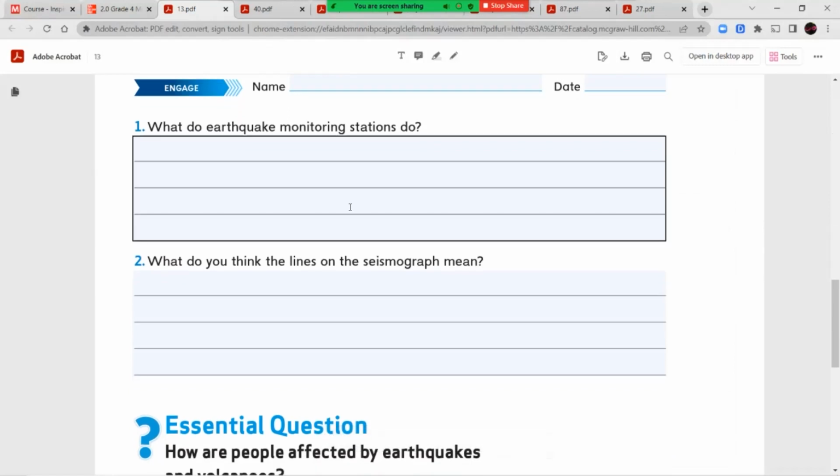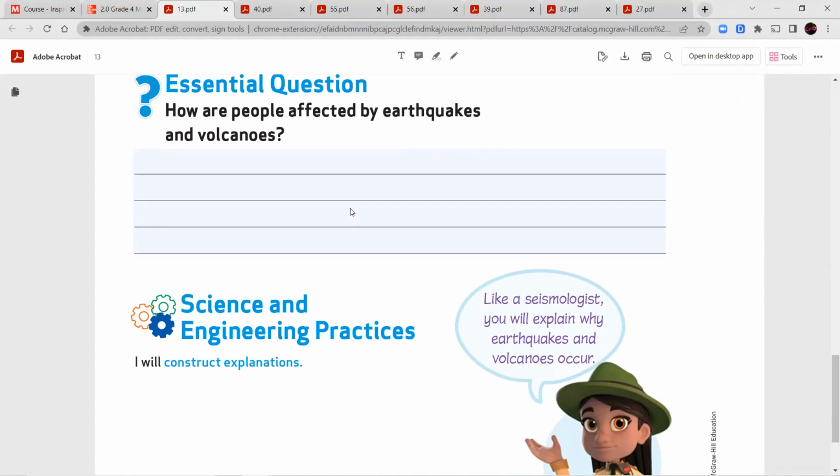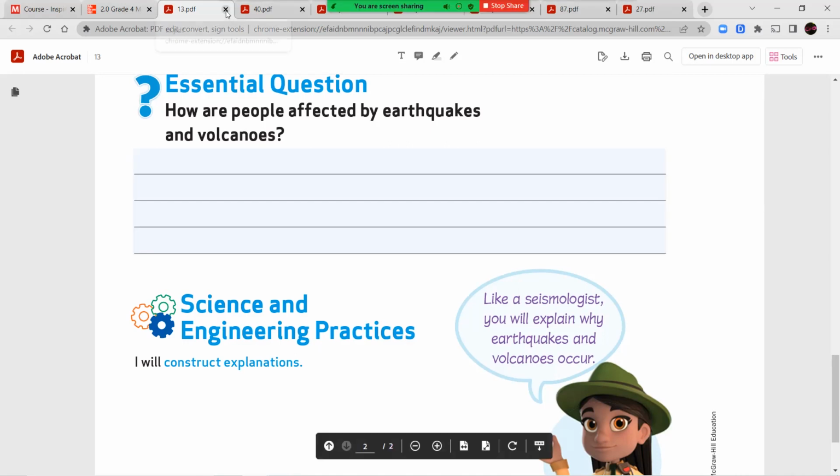What do earthquake monitoring stations do? And what do you think the lines on the seismograph mean? Then you're going to give your best answer to your essential question. How are people affected by earthquakes and volcanoes?